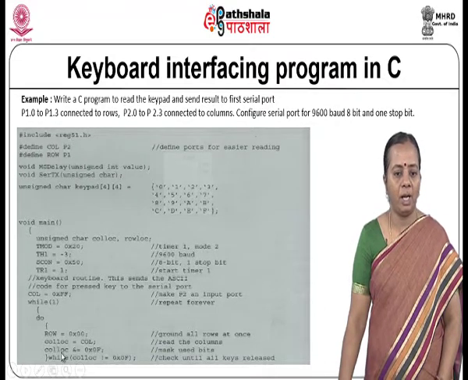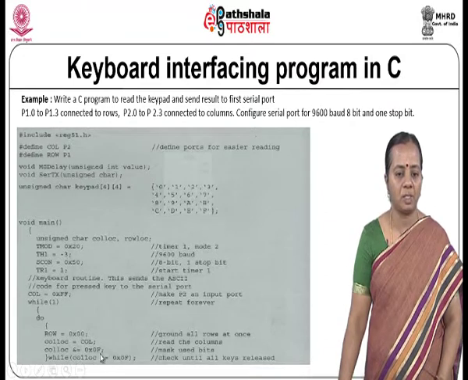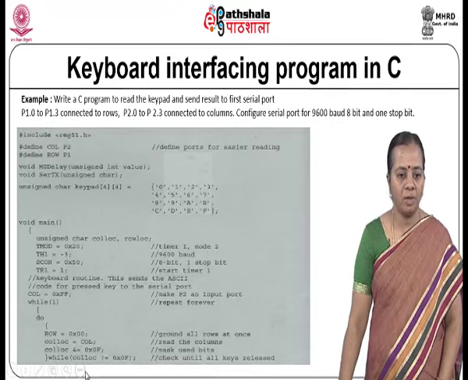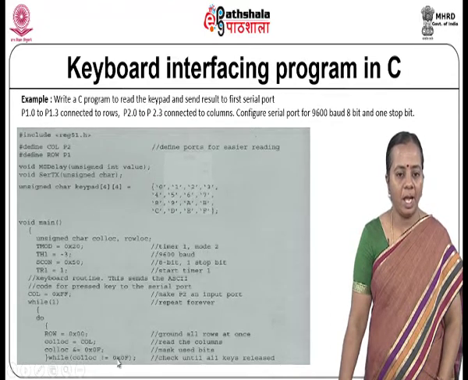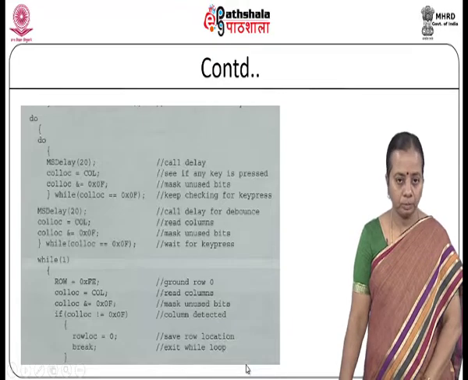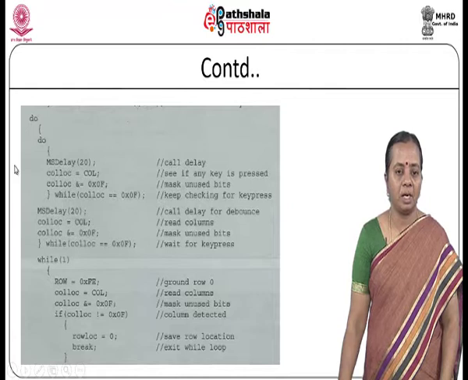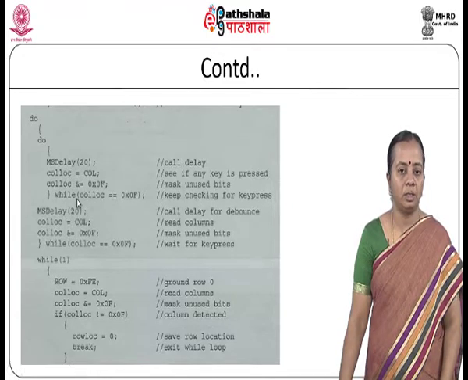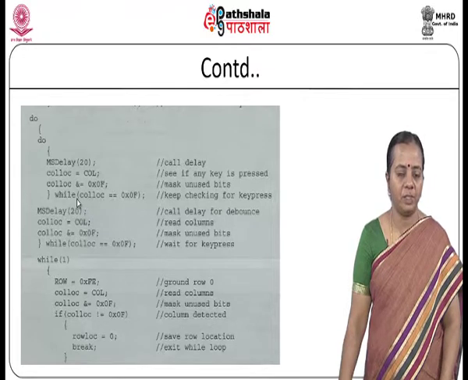Now I have ANDed it and I will be looking at whether any keys are pressed. If something is already pressed, we want it released. Because of that, we have to wait till we get 0F, that means all the keys have to be released. Once the keys are completely released and everything is 1111, now we go ahead with the code to test which key is pressed.